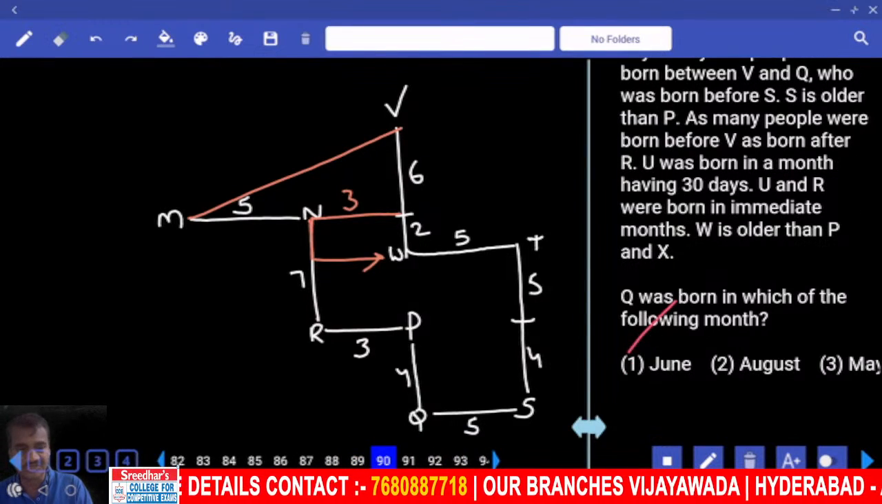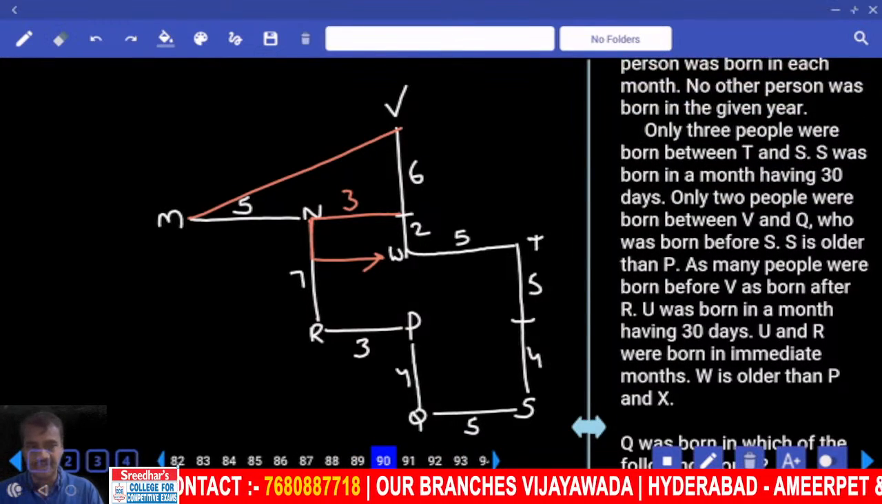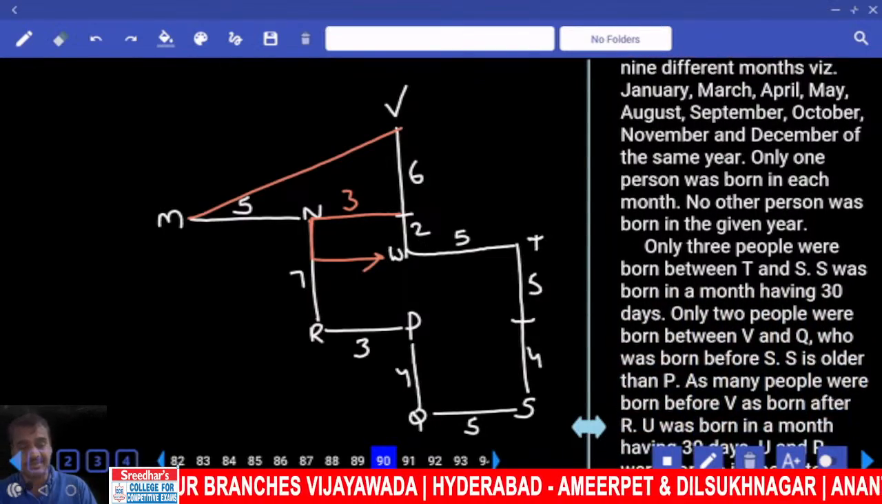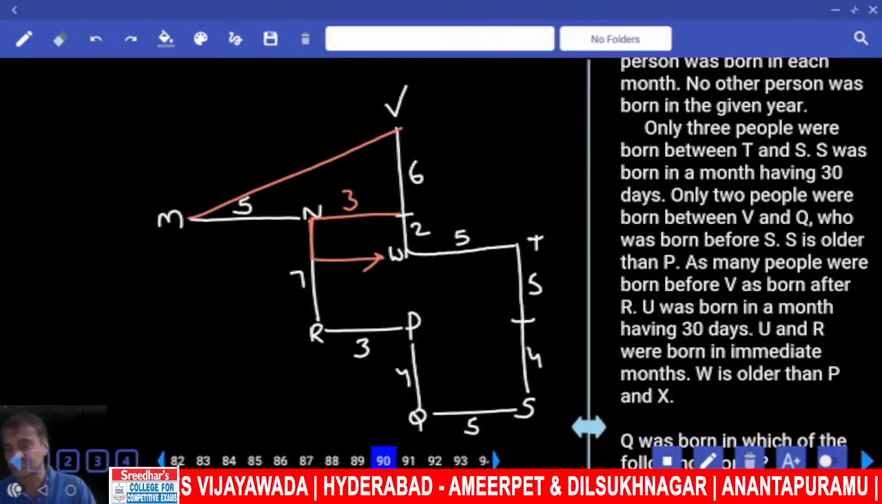Then 90 onwards, 90 to 94. Now here in this one, there are some 9 persons born in 9 different months. 9 persons born in 9 different months. First or the second priority?